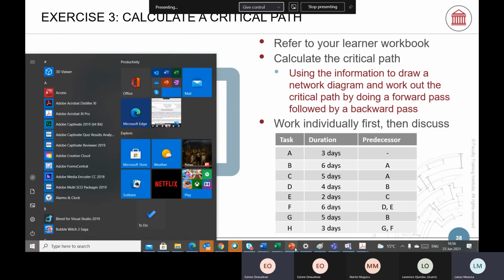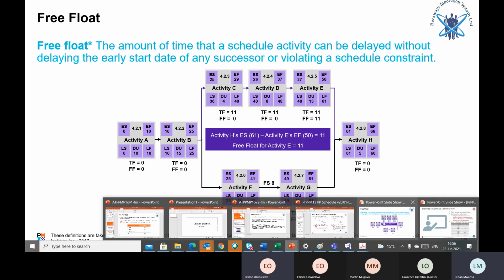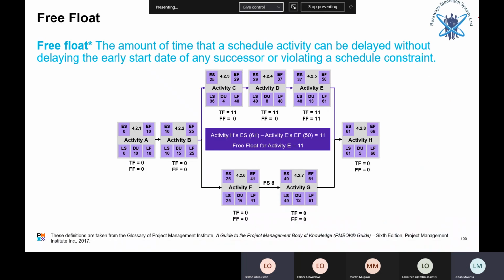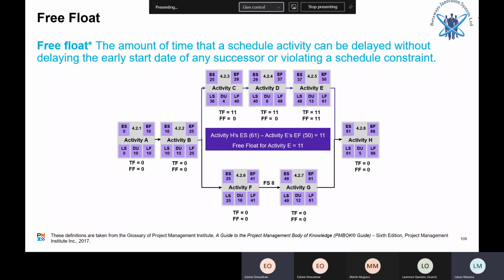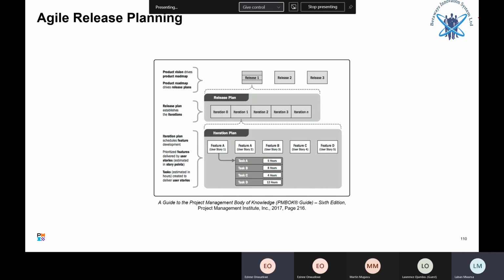Okay, then we go back to the slides. This one was already worked out, so it was very difficult to explain in terms of early finish and late finish for your float. We are okay now, isn't it? Yes, I just need to do 1 or 2 more exercises, then you'll be fine. Then the next is agile release planning.